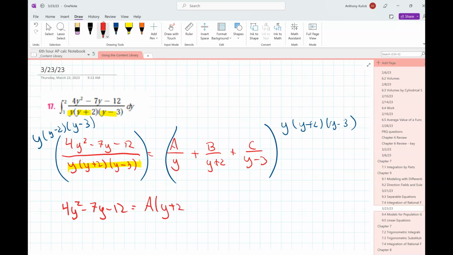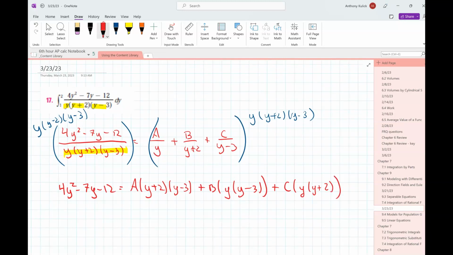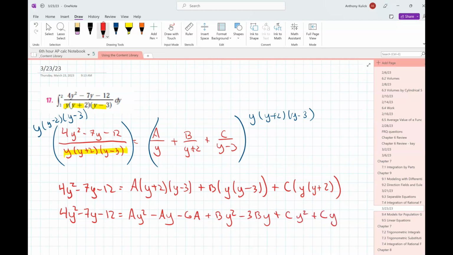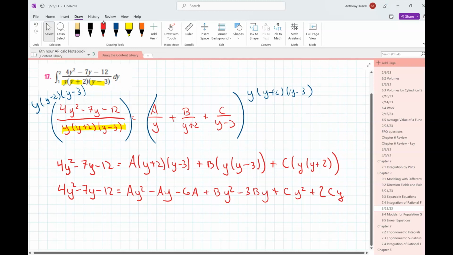So we have a times y plus 2 times y minus 3, b times y minus 3, and c times y plus 2. And then we'll just multiply the right-hand side out. So we have ay squared minus ay minus 6a plus by squared minus 3by plus cy squared plus 2cy. Oops, plus 2cy. I think that's what I messed up by distribution. Should we finish it out? Might as well.